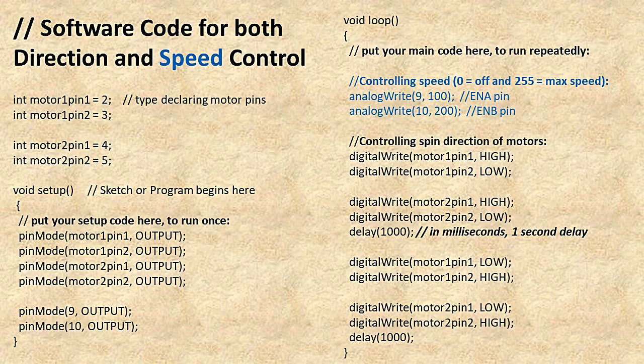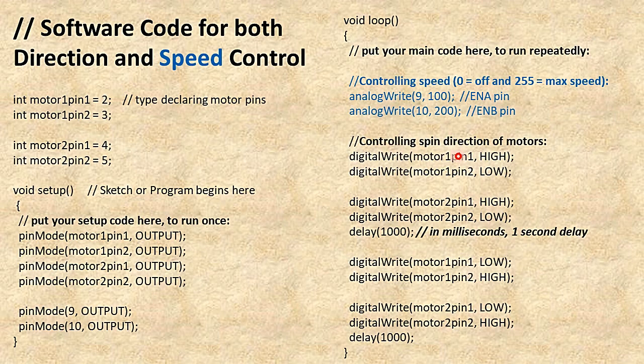Controlling speed. 0 is off and 255 is maximum speed. analogWrite 9, 100. 9 indicates the ENA pin number and 10 indicates the ENB pin number. 100 is the speed of one motor and 200 is the speed of the other motor.